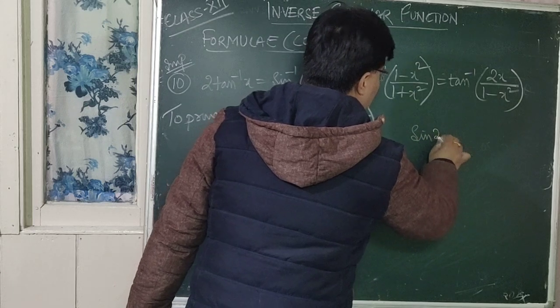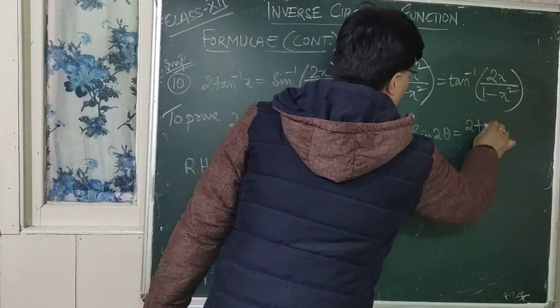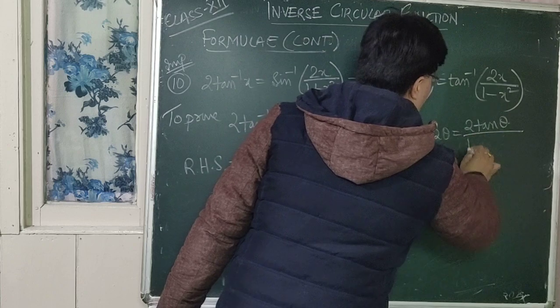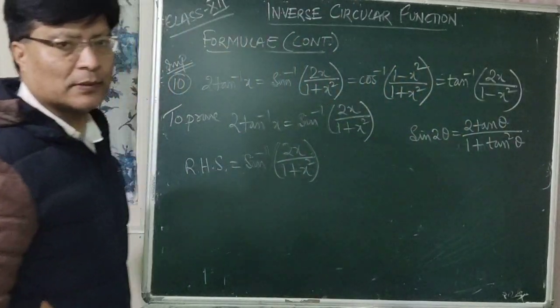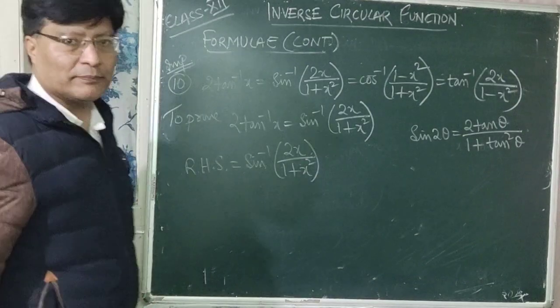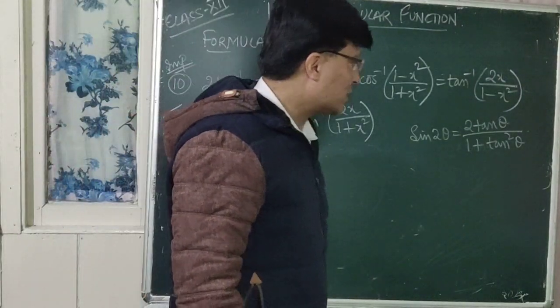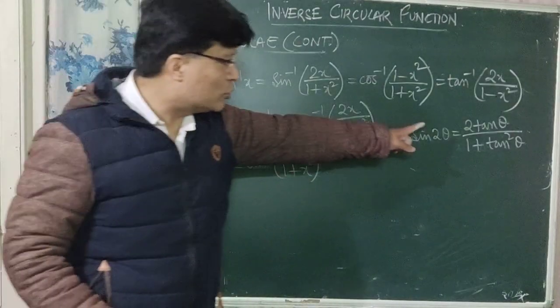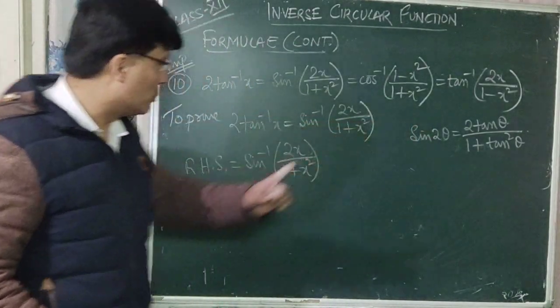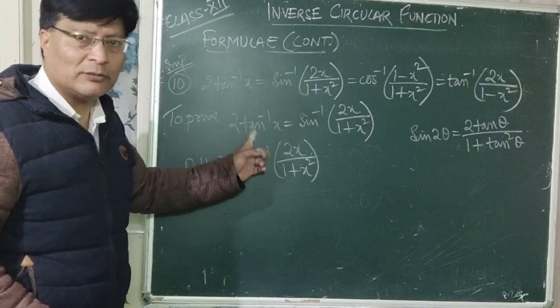sin 2 theta is equal to 2 tan theta divided by 1 plus tan square theta. So I think you know this formula. Sin 2 theta is equal to 2 tan theta divided by 1 plus tan square theta. Now you should use this formula to prove this RHS is equal to LHS.